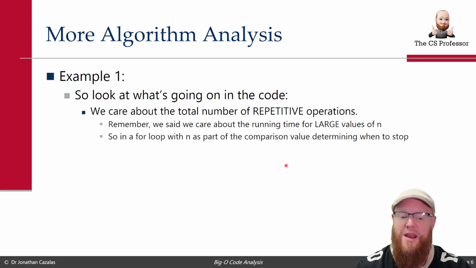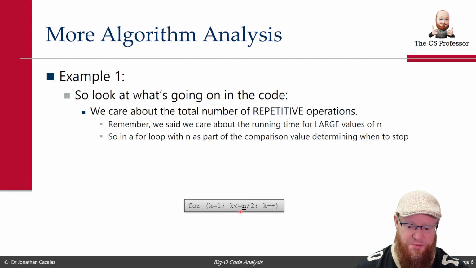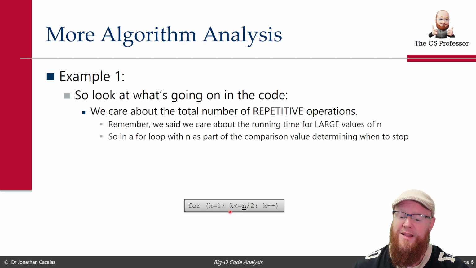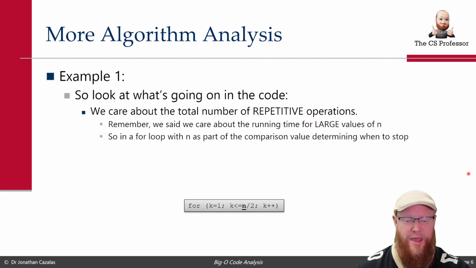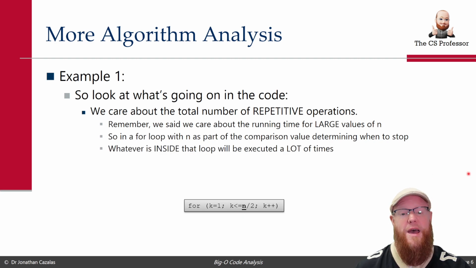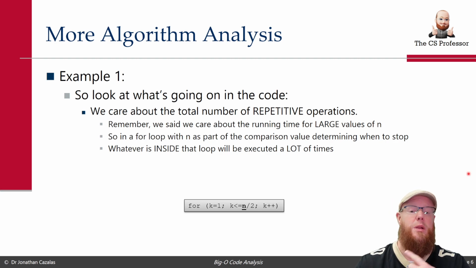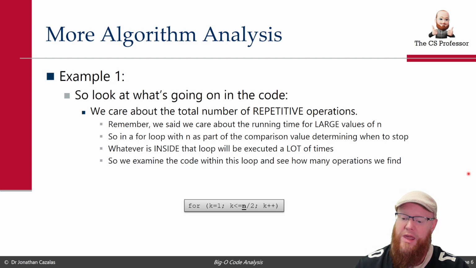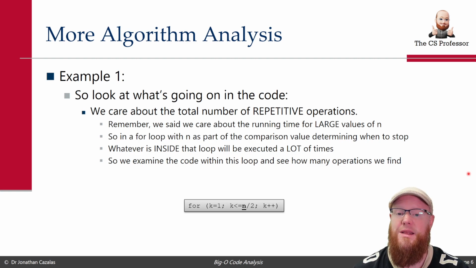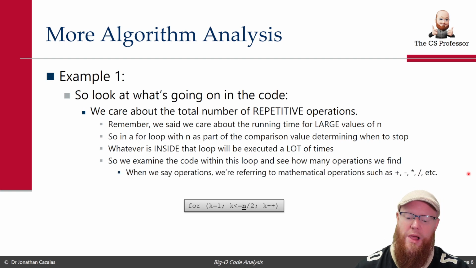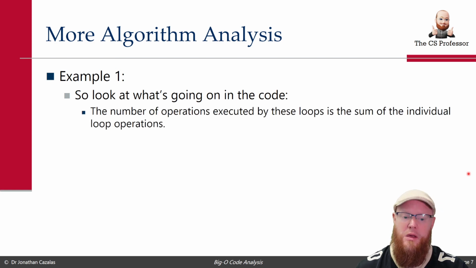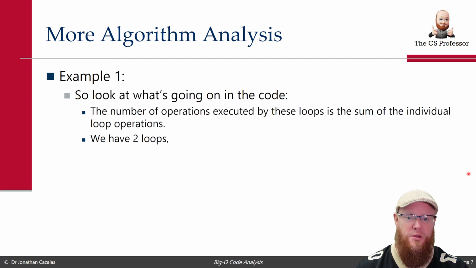In a for loop with n as part of the comparison, when we're determining when to stop, such as on this particular for loop where we loop from k equals 1 to k is less than or equal to n over 2, whatever is inside that loop is going to be executed many times. So we care about what is inside the loop, and how many times that for loop will actually execute. Let's look at these two for loops.